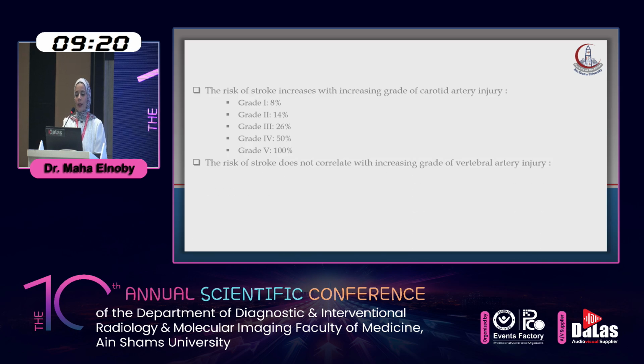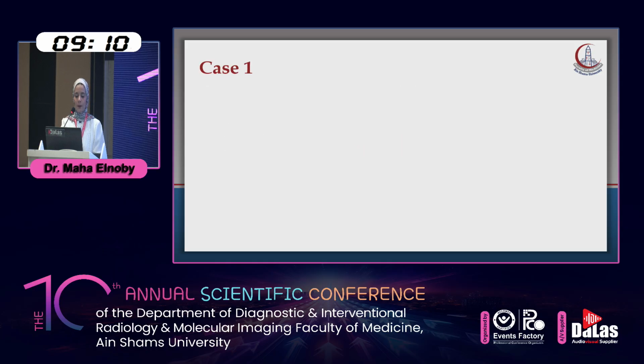The risk of stroke does not correlate with increasing grade of vertebral artery injury. Grade 1, 6%. Grade 2, 38%. Grade 3, 27%. Different ratios, not associated with the grade. So we will talk about the cases.